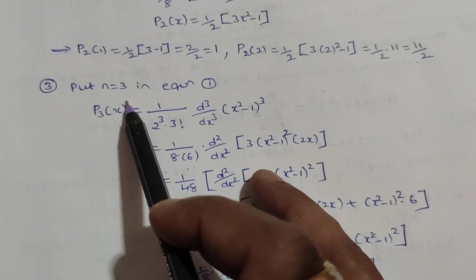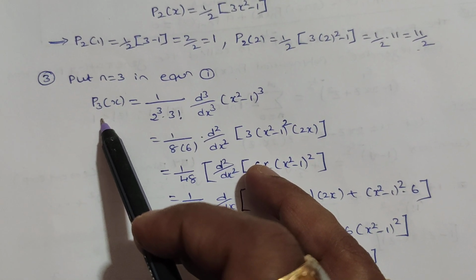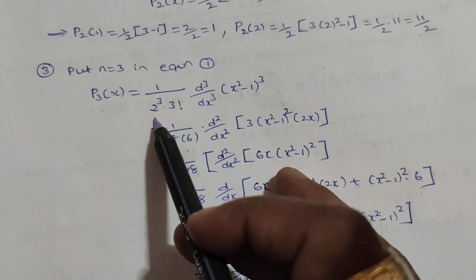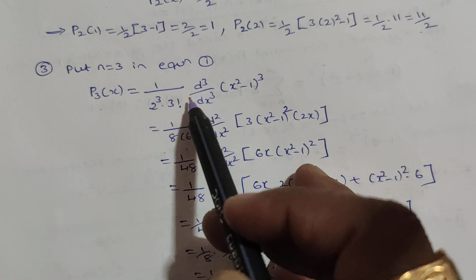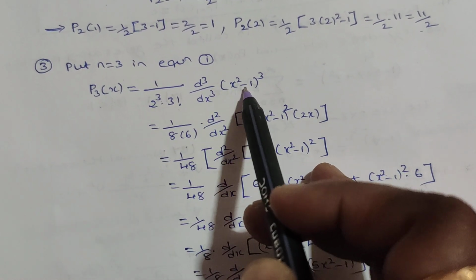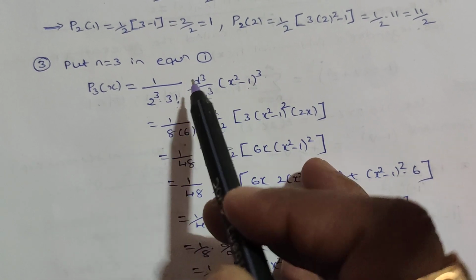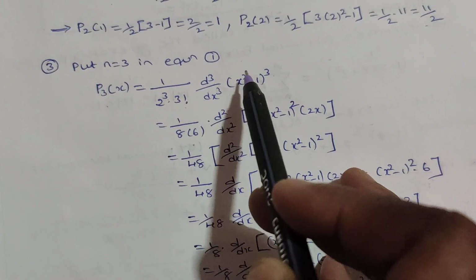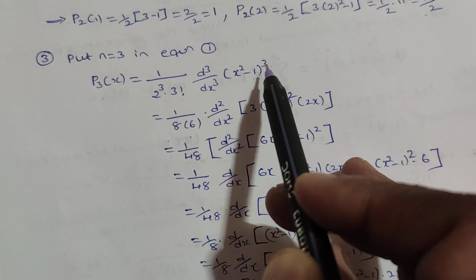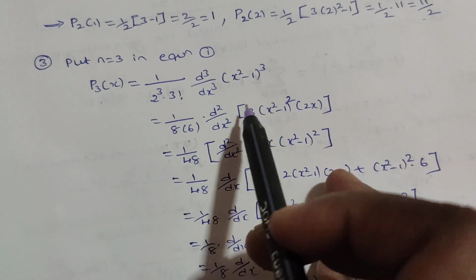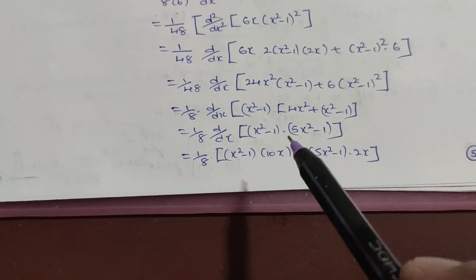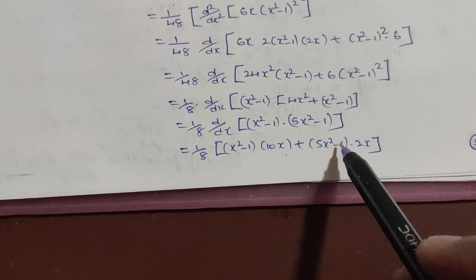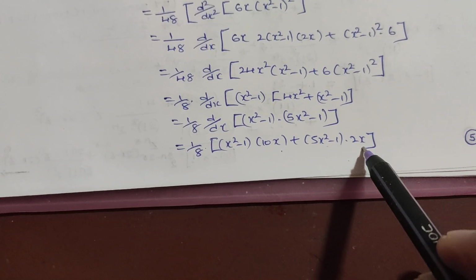For n equals 3, we discuss the case of determining the value of P3 of x, and its value will be 1 divided by 2 cube into 3 factorial, d cube by dx cube of x square minus 1 to the power 3. Here n value will be considered as 3. So when we differentiate the function x square minus 1 to the power 3 for 3 times, we observe the value as x square minus 1 into 10x plus 5x square minus 1 into 2x.